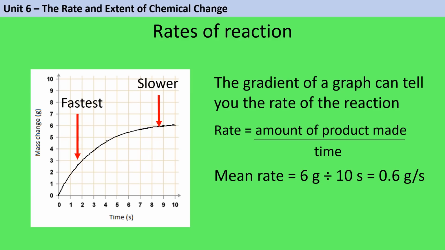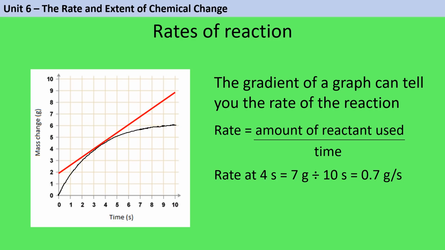For a curved graph like this, we can still use the start and the end of the graph to work out an overall or mean rate. So here the graph increases by 6 grams in 10 seconds, giving us a rate of 0.6 grams per second. You can also draw tangents to calculate the rate at one particular timestamp. A tangent is a line that only touches the graph in one place.